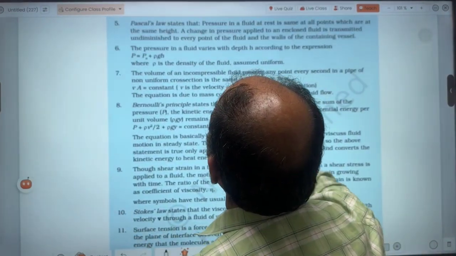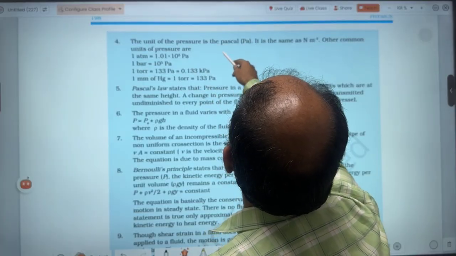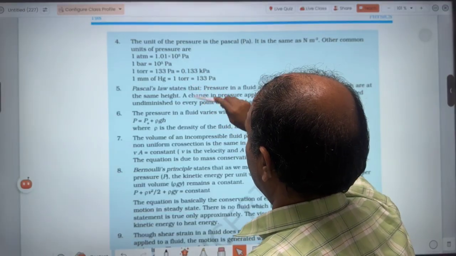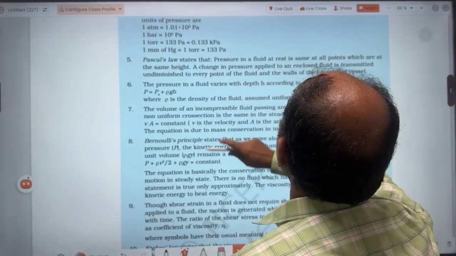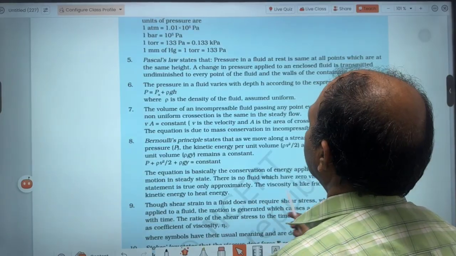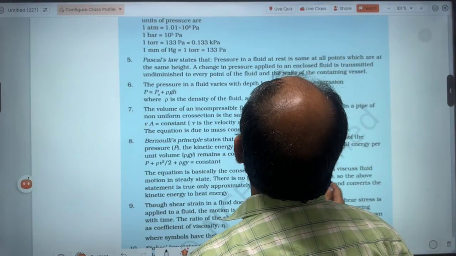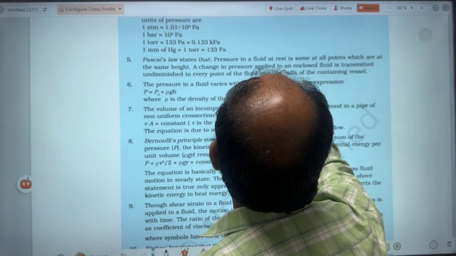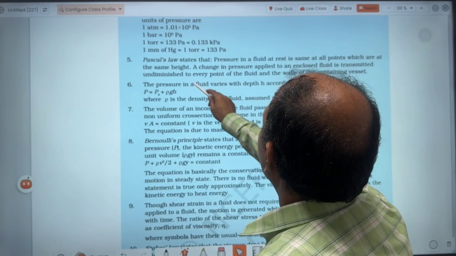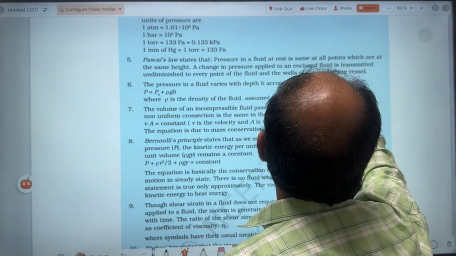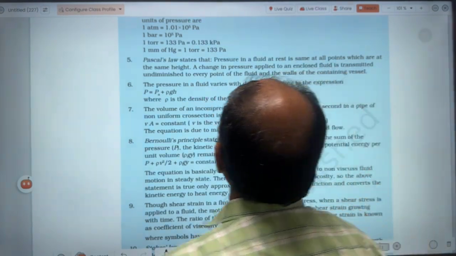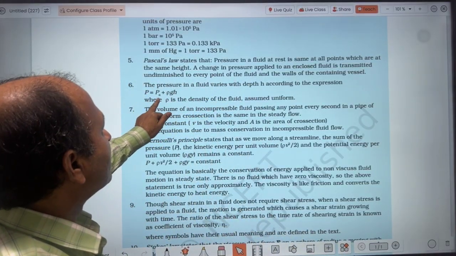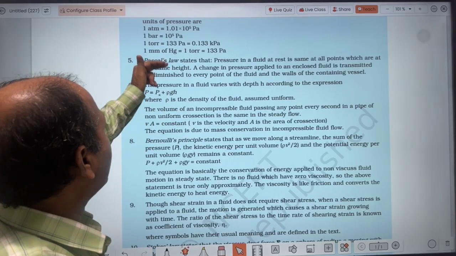There are some more points, like units of pressure: the Pascal, 1 atm, 1 bar, 1 torr, 1 mm of mercury. You should try to remember them. Pascal's law, you know that when pressure is applied at one point, then it is equally transmitted to every point without any loss. So a change in pressure applied to an enclosed fluid is transmitted undiminished to every point of the fluid and the walls of the containing vessel. The pressure in a fluid varies with depth, and that is given by P equal to PA plus rho g h, where PA is atmospheric pressure and this is the pressure due to the liquid column.